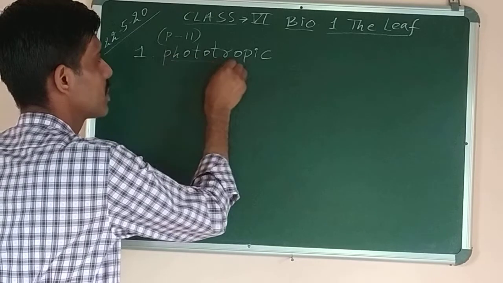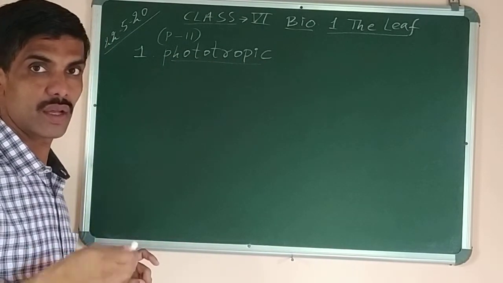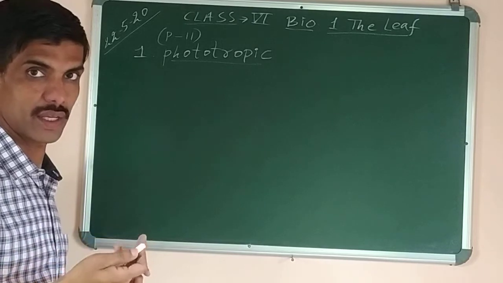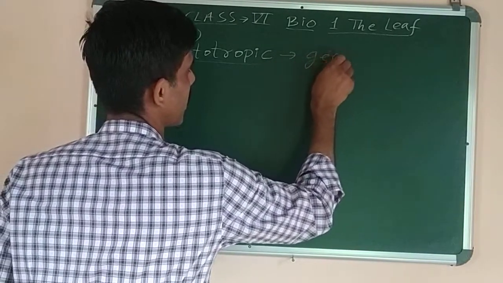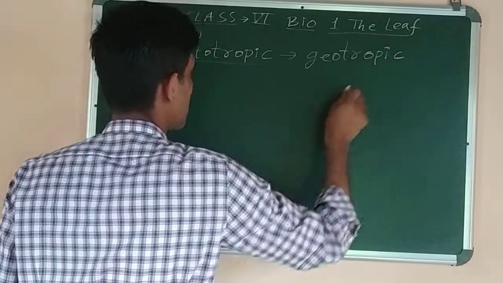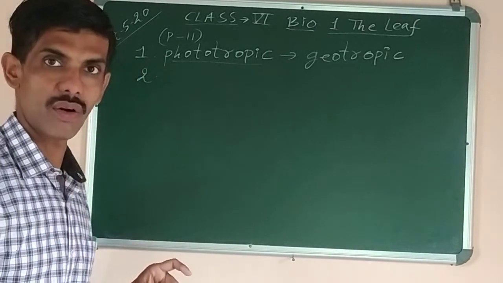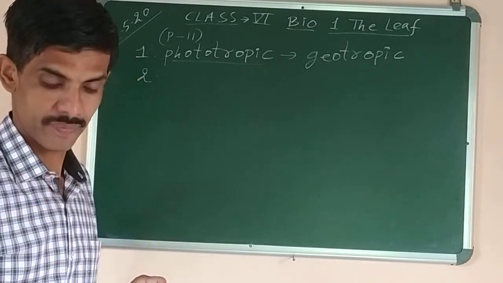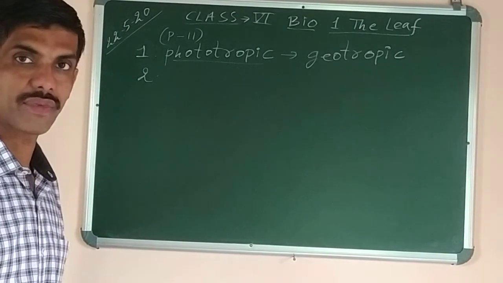Okay, it means roots are not positively phototropic. Phototropic means the roots grow towards sunlight. It is wrong. So we have to change this one and write geotropic. The roots are positively geotropic, means they grow towards the soil, inside the ground, not above the ground.